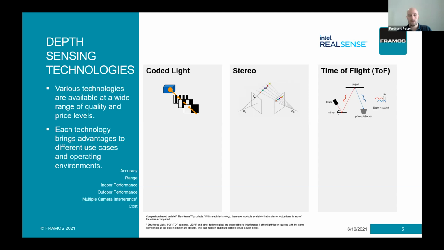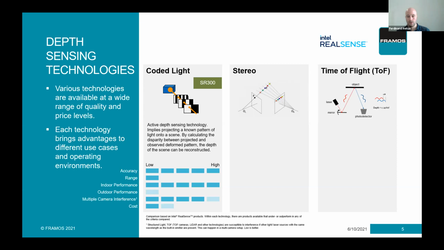Let's have a brief look at the working principle of the three most common technologies that you will run across, starting with coded light or structured light, where a known pattern is projected onto a scene using a single imager setup. The disparity between the known pattern that is projected and the observed deformed pattern can be used to calculate the depth for each pixel. Advantages are usually in the very low cost of the setup. It's again based on a single imager and a simple light source that projects the structure.